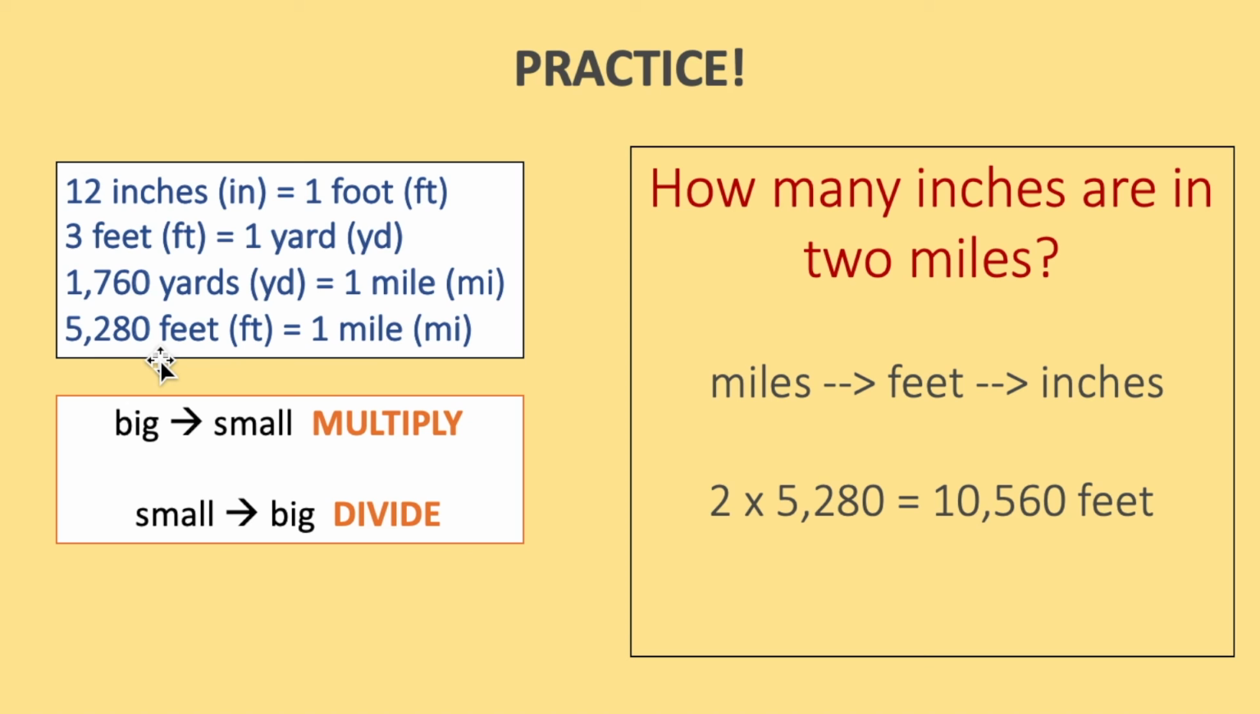And now what we have to do is convert the feet into inches. So we have 10,560 feet, and then we're going from feet to inches, which is big to small, which means we're going to multiply. So we multiply 10,560 by 12, which will give us 126,720 inches in 2 miles.